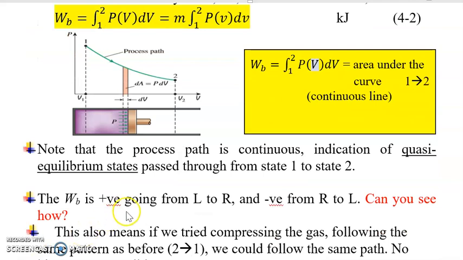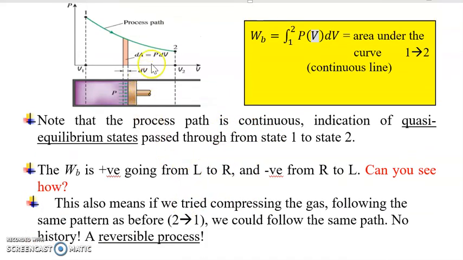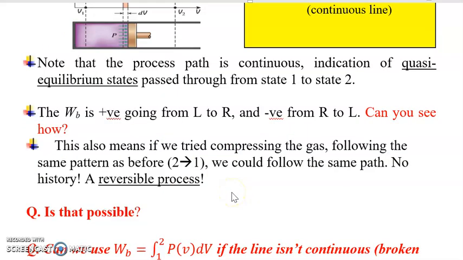The boundary work is positive going from left to right and negative from right to left. This also means if we try compressing the gas, let's say from state 2 to state 1, you can label it 1 instead, and this is 2. Following the same pattern as before, we could follow the same path, no history. A reversible process. Is that possible?